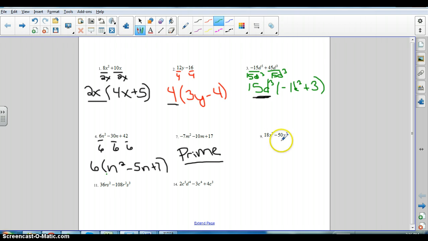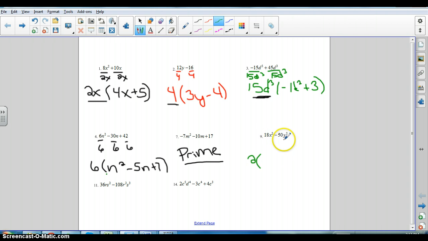Okay. This one, want to figure out what's the biggest number and what is the biggest letter that we can take out. Now, 18 and negative 50. I'm trying to think. The only thing I can come up with is 2. So we're going to try 2. Now, if you factor something out and then you look at what's left over and, oh my goodness, I could have factored something else out, then just erase it and start over and come up with a bigger number that you could factor out. But I think 2 is it for that one.